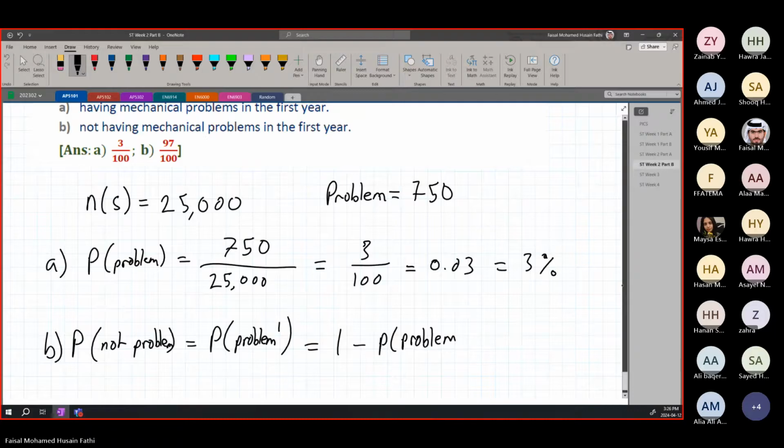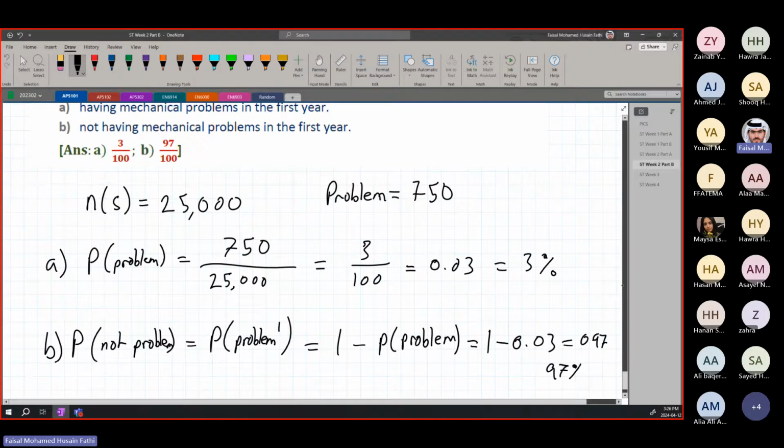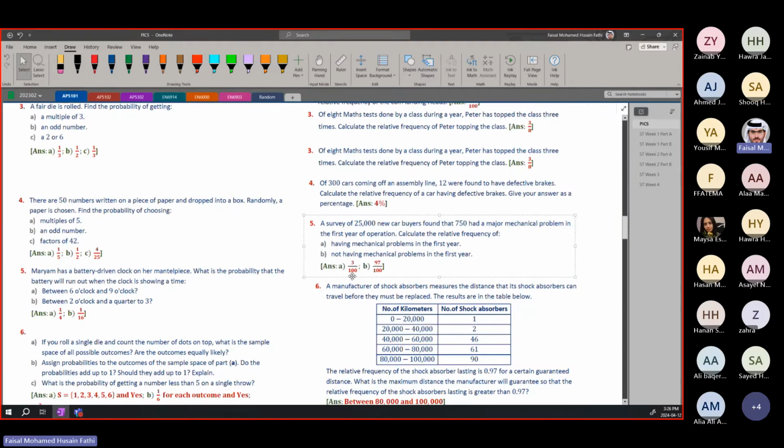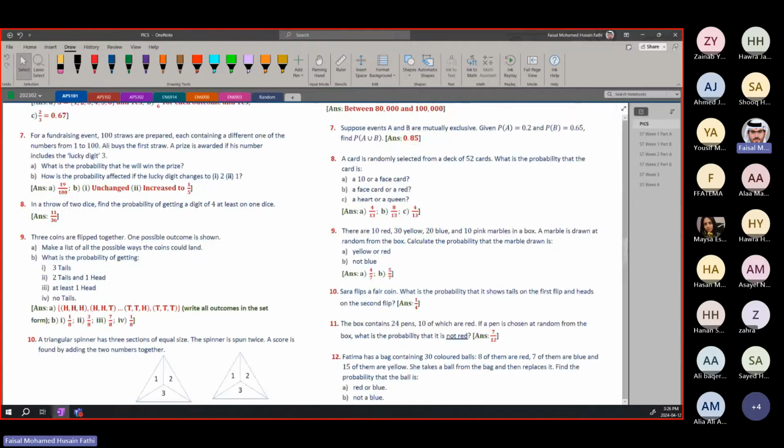Okay? So it is 1 minus 0.03, which is equal to 0.97 or 97%. This is how you would look at it. If you do 100% minus 3%, you're left with 97%. Very basic concept, very straightforward, okay? So if you're trying to find the not of something, this is how you would do it.